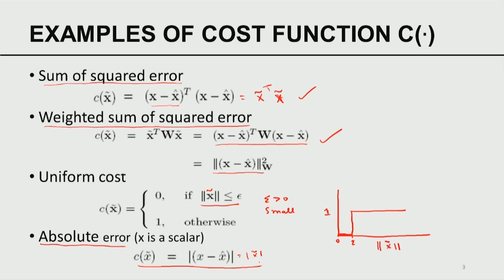So there are four different ways of picking the cost function. Each way in which we pick has a different interpretation of the optimal estimate. All these things are used in decision making. Two of them are already known to us, quadratic. The uniform cost and absolute error cost are add-on versions of the cost function.